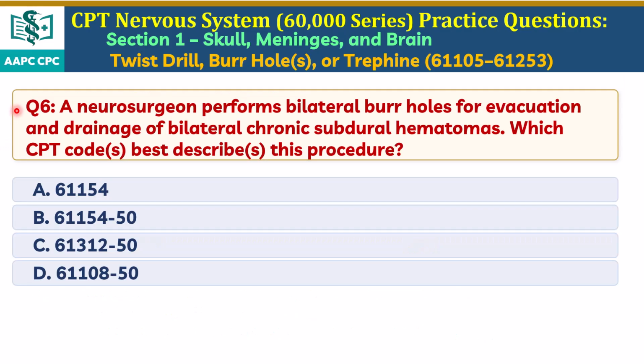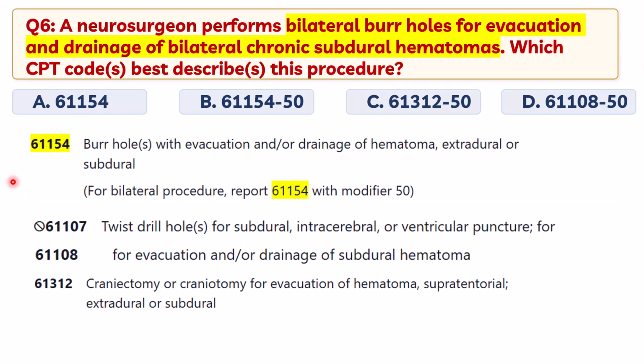Question number 6. A neurosurgeon performs bilateral Burr holes for evacuation and drainage of bilateral chronic subdural hematomas. Which CPT best describes this procedure? So there are 4 answers available. Take your CPT code book and find the answer. Here you have to highlight this is the bilateral Burr hole for the subdural hematoma drainage. So let's use the elimination method first. Once you go to the codes directly, 61154 says Burr holes with evacuation or drainage of hematoma, extradural or subdural. So that is the case here, but it's bilateral.